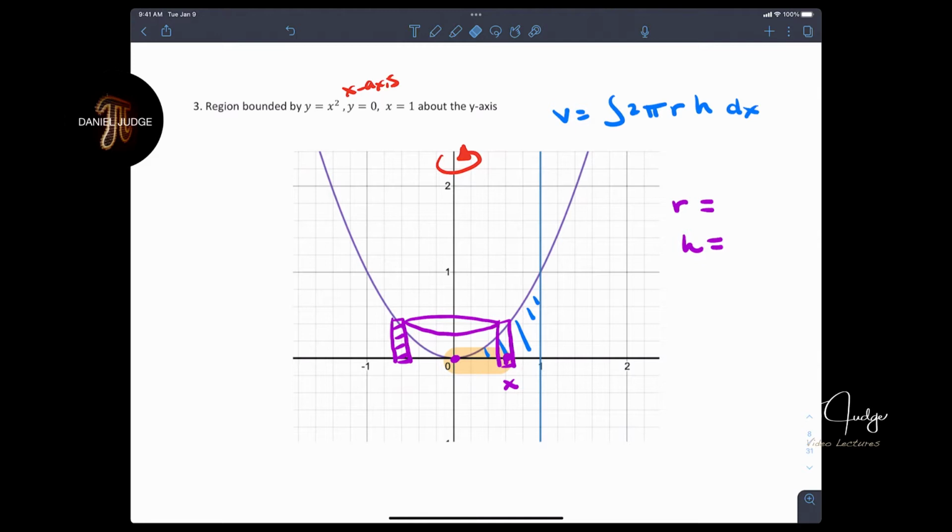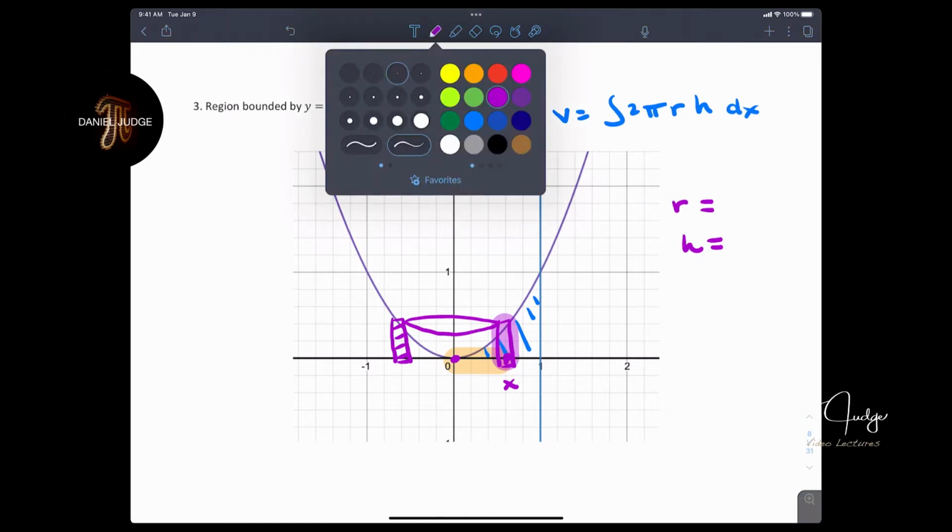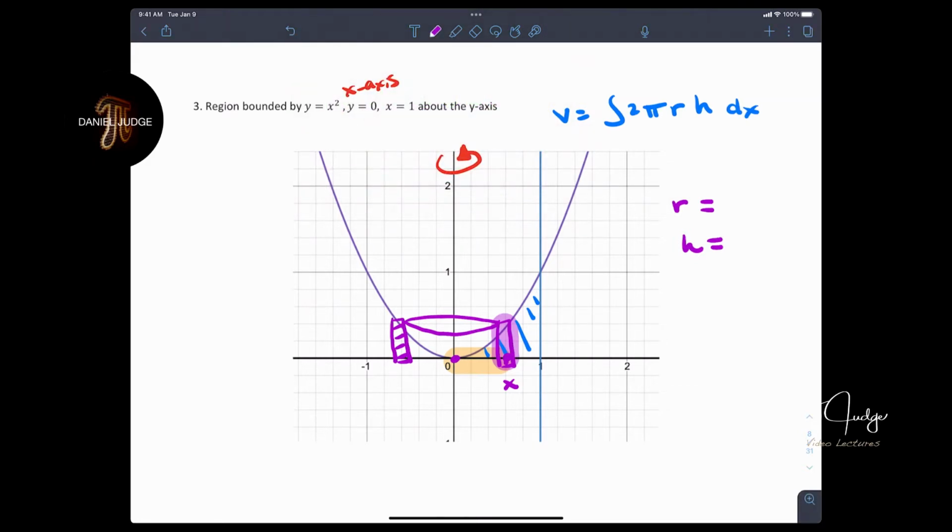You have a bounded region by the parabola y is x squared, y equals 0, which is your x-axis, and the vertical line x is 1. So you see this in the graph here, and we have that region. We created our approximating rectangle, and as you can see, as you revolve about the y-axis, you create the cylindrical shell. And we use the formula for cylindrical shells here, that V equals the integral of 2 pi r h dx.